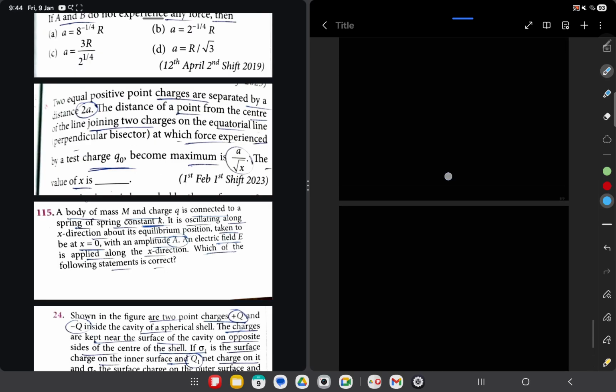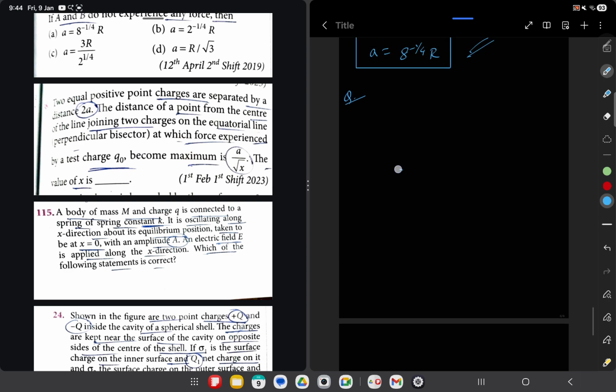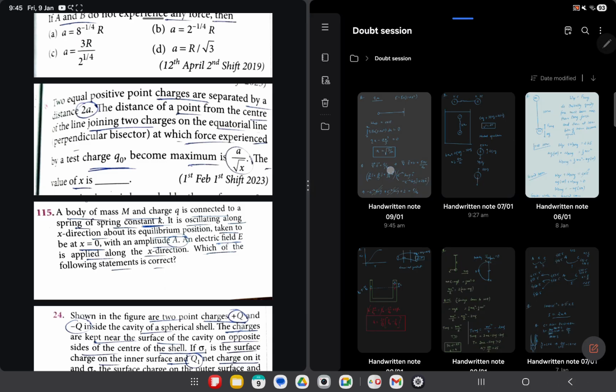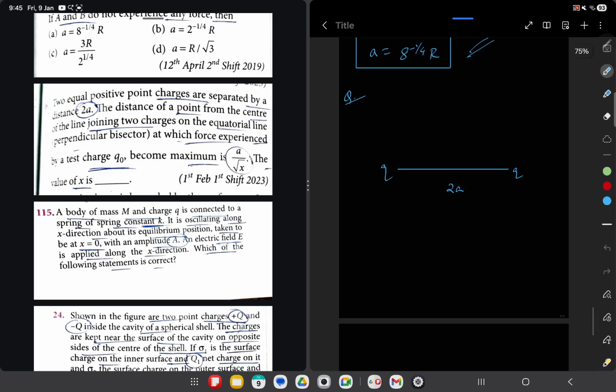In the next question, there are two equal positive charges Q and Q placed at 2a distance apart, and given that there is a test charge in it. Let this test charge be Q naught. So you need to find out the force experienced by Q naught, which becomes maximum at a by root 2 x. So this Q will give it a force along this way, and this will give it a force along this way.